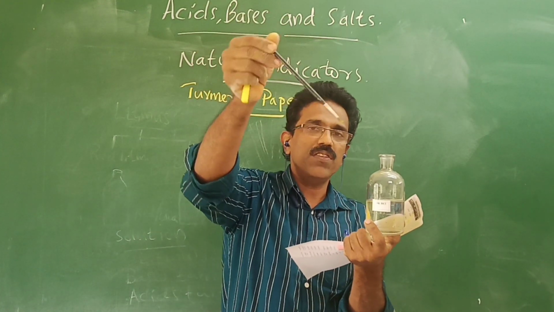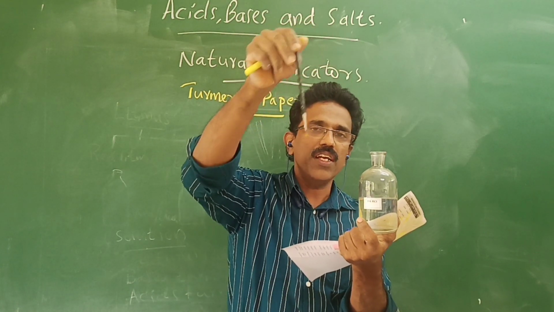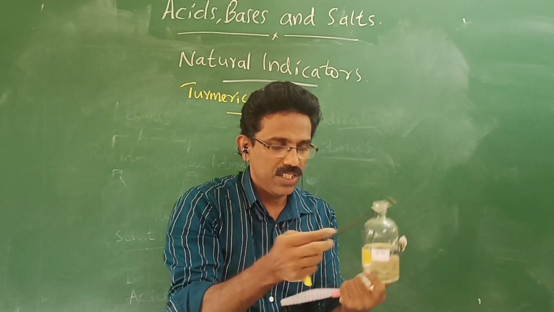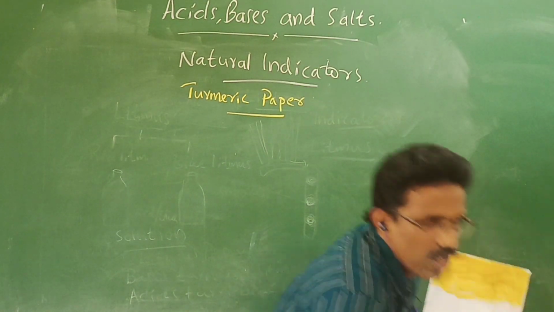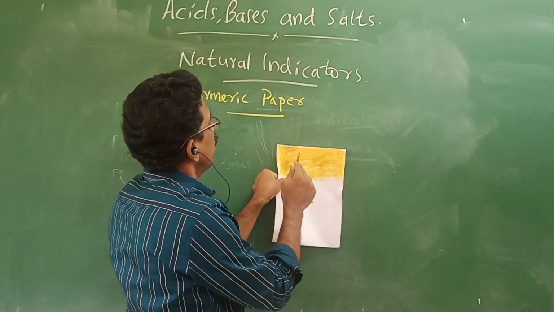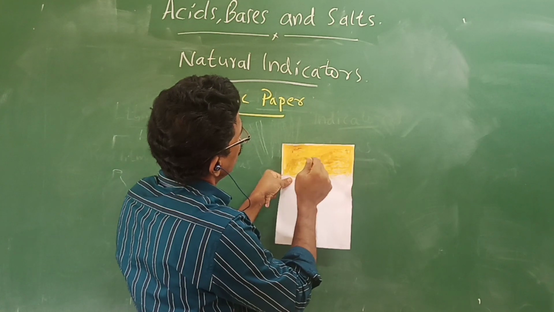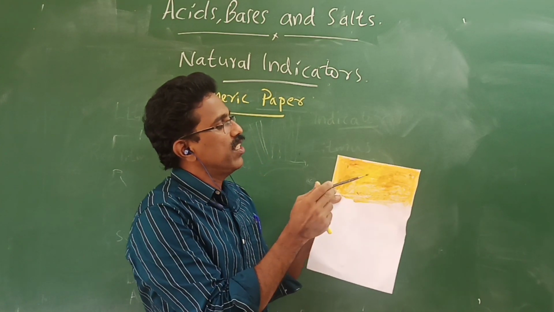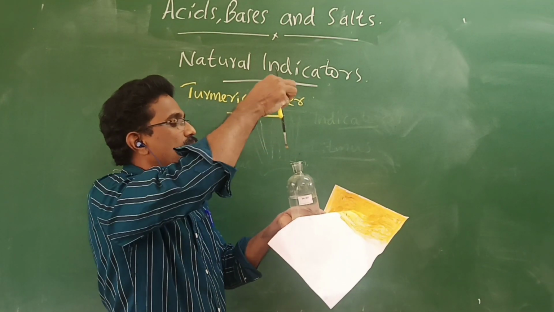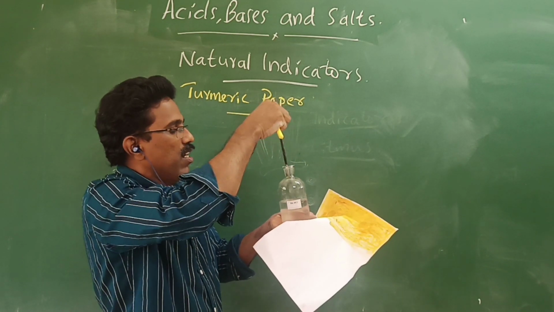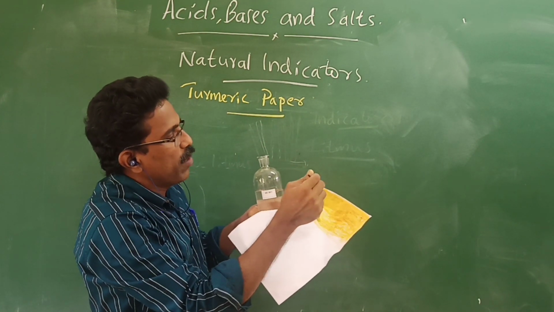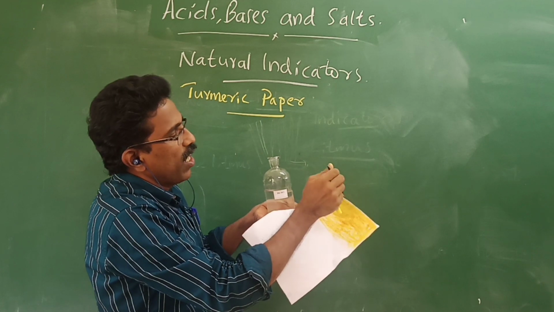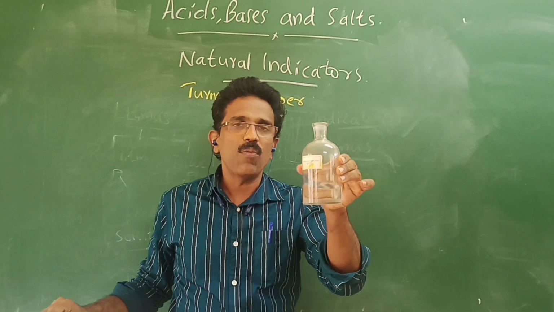So I am dipping this brush. Take some acid. So dip the brush in acid and then you can do this activities. See, it's become wet, that's all. There is no color change. Acid. If you apply acid on the turmeric paper, you can see it is remaining same color only.